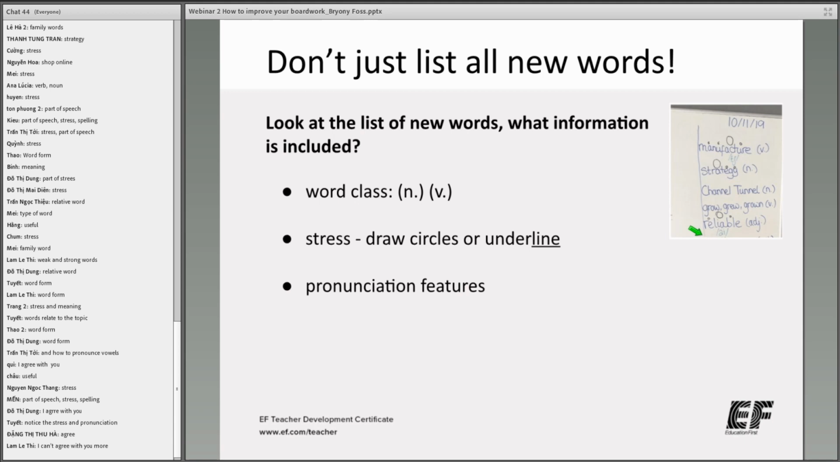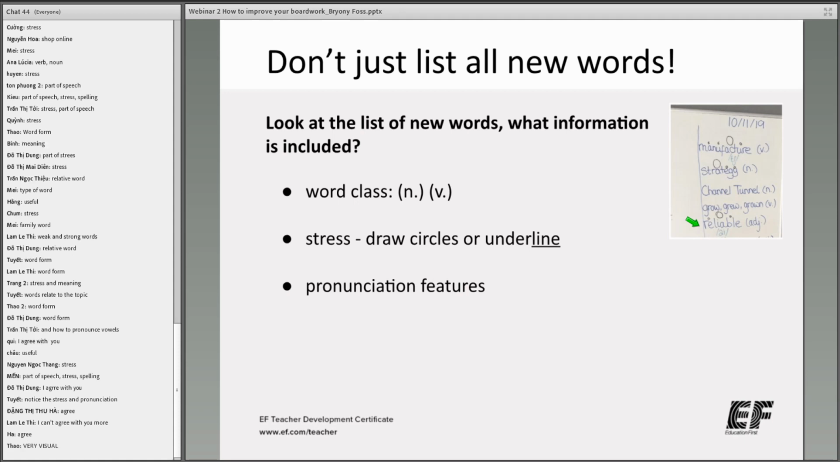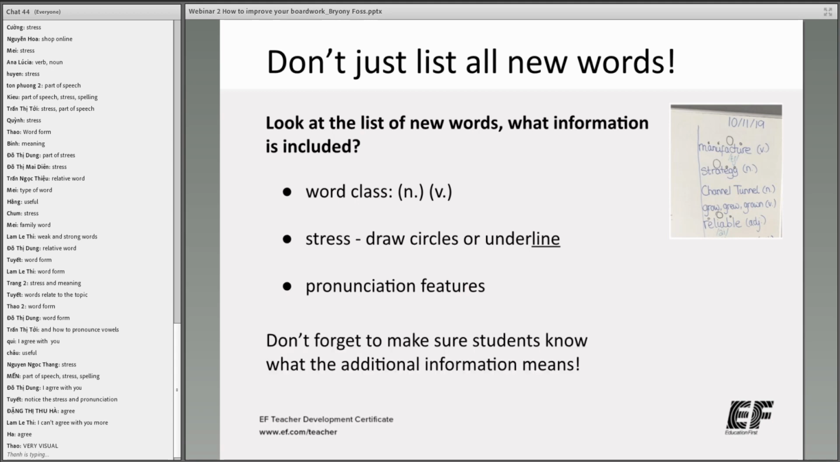As I teach mainly Spanish students, I know that they will often pronounce this word reliable incorrectly. So I've added this I because I know it will help them pronounce this part of the word better. And I've seen someone's written, it's very visual, and that really helps your students. The board is a visual resource, and so you should use it to do this. Your students can appreciate all the extra details that you provide. Okay, moving on. Yes, don't forget to make sure your students know what this additional information means.